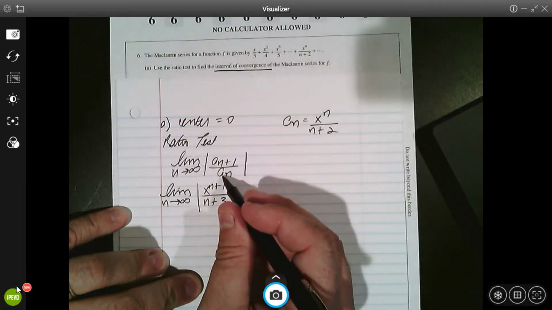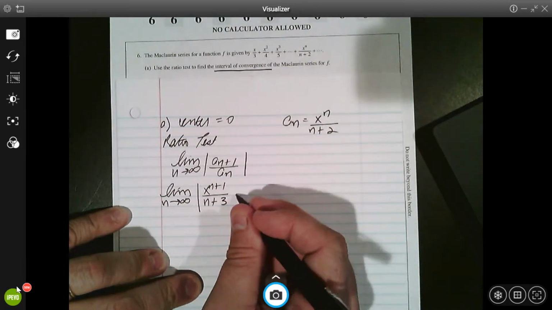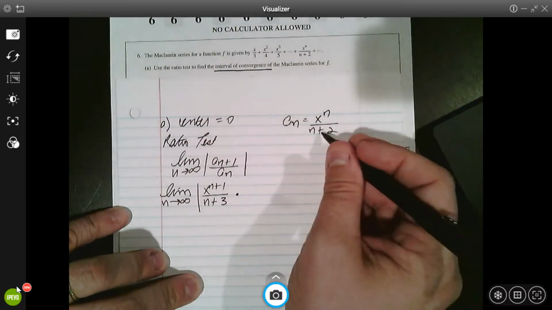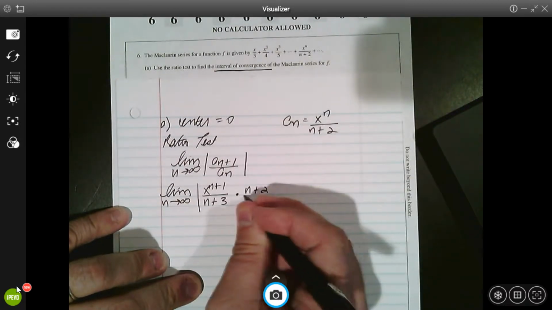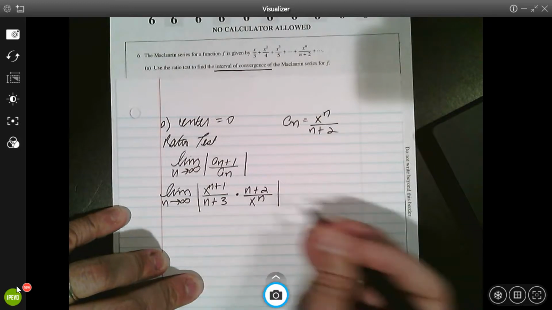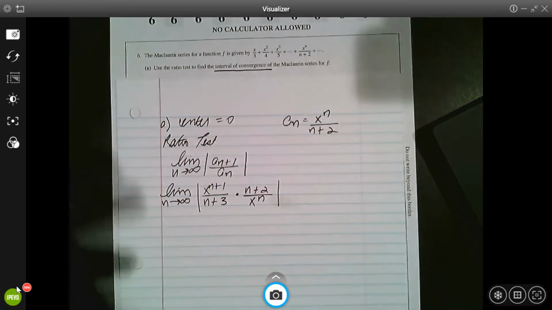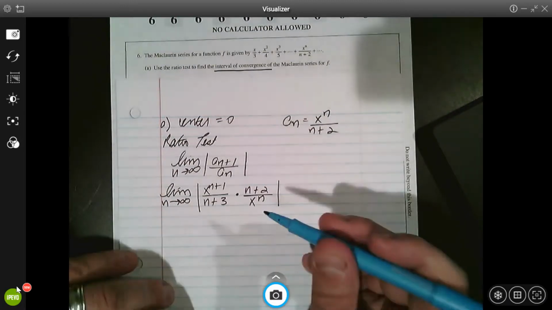To divide by a sub n is the same as to multiply by the reciprocal. So that's going to be n plus 2 over x to the n. That's your setup, and your calculus teacher has probably told you you're already earning some points. Now, what we need to do is evaluate this limit expression. Well, what can we do?